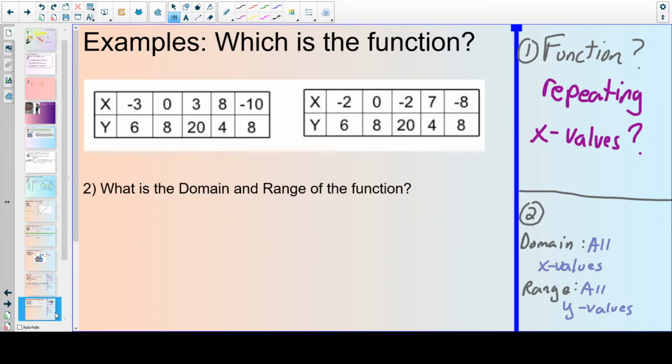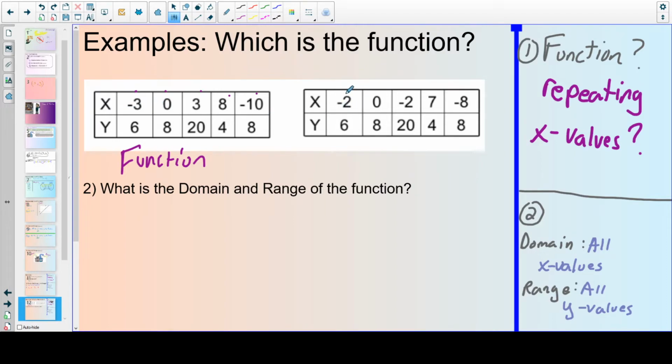Let's do another example. Okay, which one's a function? This one is given to you as a table of values. So let's check it out. On the left-hand side, let's see if any of our x values are repeating. So we have -3, 0, 3, 8, -10. None of them repeat, so this must be a function. Because when you input -3, you get 6. When you input 0, you get 8, and so on and so forth. Since none of the x values repeat, we consider this a function.